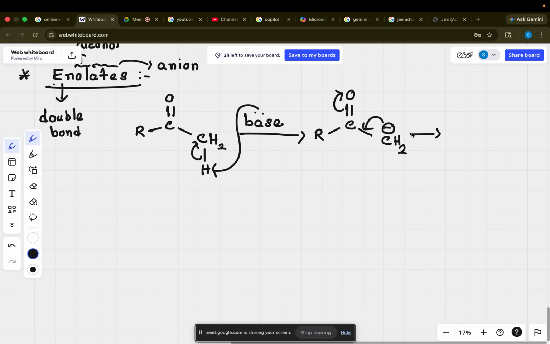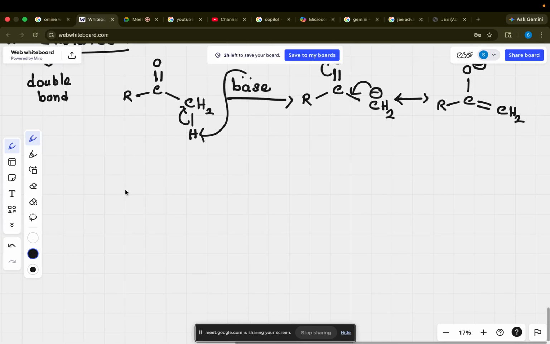So what I am getting? I am getting one resonating structure like this. So R-C, here you have double bond CH2, and this is becoming O minus. Okay, so this is basically your enolate. Enolate means this carbanion is in conjugation with a carbonyl group, and after that you are getting this.